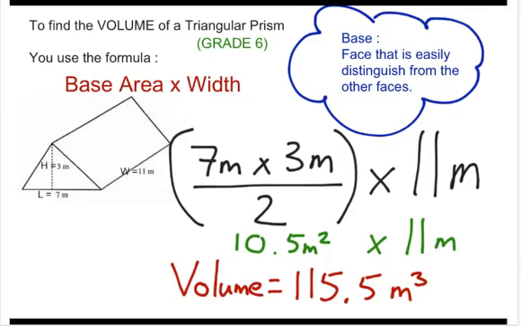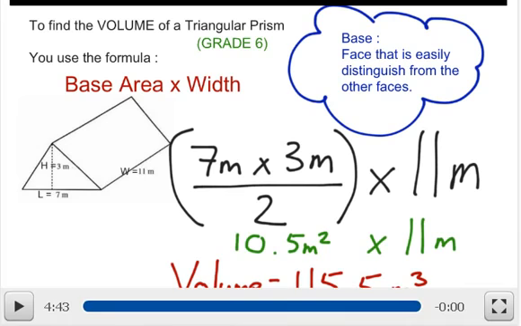So here you need to do 7 meters times 3 meters divided by 2. And then you can multiply by the width, 11 meters. 7 times 3, 21. 21 divided by 2, 10.5 square meters. That I will multiply by the width, 10.5 times 11. And that gives me a volume of 115.5 cubic meters.